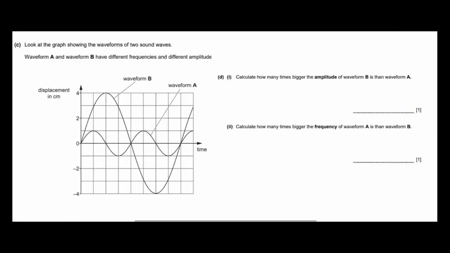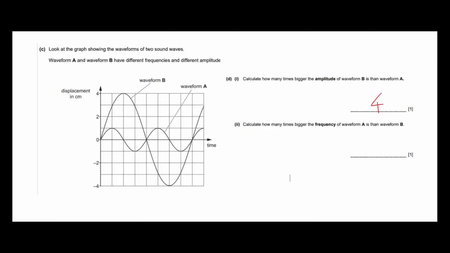Next number. Now we are in question 3d. Calculate how many times bigger the amplitude of waveform A is than waveform B. How many times bigger? So that will be part 1. 10 seconds from now. 10, 9, 8, 7, 6, 5, 4, 3, 2, 1. Alright, let's open up the answer.